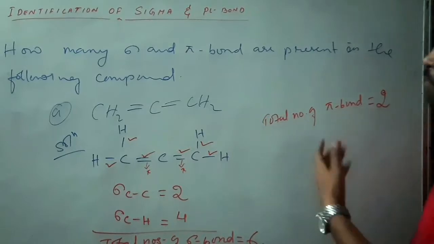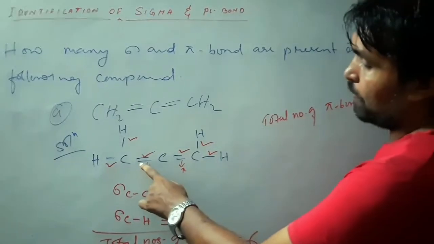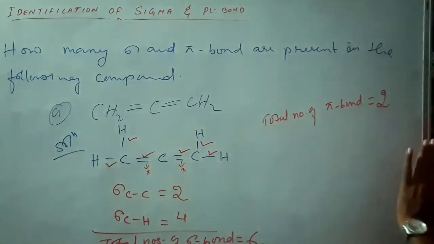Now what is the total number of pi bonds? Total number of pi bonds is 1, 2. So the total number of pi bonds is 2.